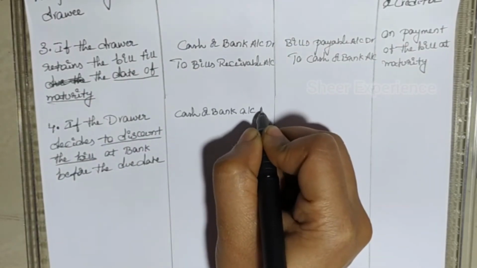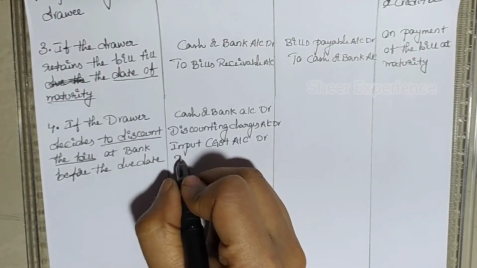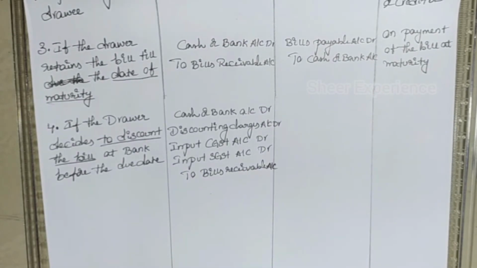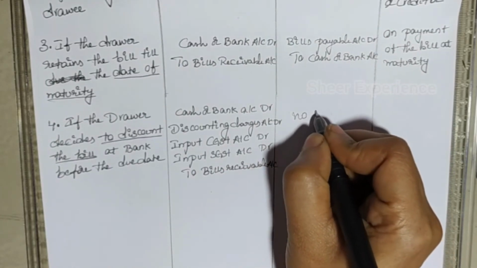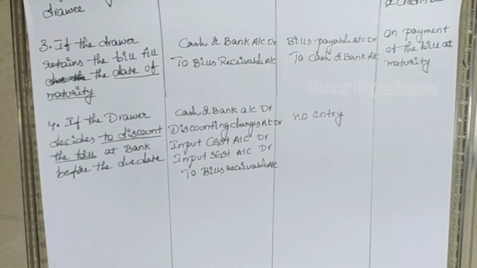Now we'll see the journal entry in drawer books. The journal will be cash or bank account debtor, discounting charges account debtor, input CGST account debtor, input SGST account debtor to bills receivable account if there is tax. Otherwise, the journal will be just cash or bank account debtor, discounting charges account debtor to bills receivable account. In drawee books, there will not be any entry because drawer is discounting the bill with bank. But the drawee will pay the bill amount only at the time of the maturity, on the due date.